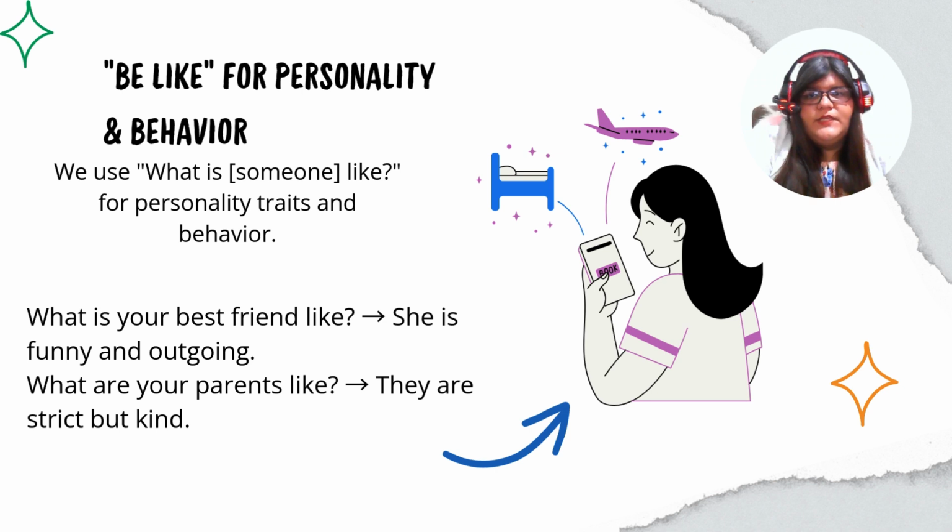Then we have be like for personality and behavior. We use what is someone like for personality traits and behavior. What is your best friend like? She is funny and outgoing. What are your parents like? They are strict but kind.